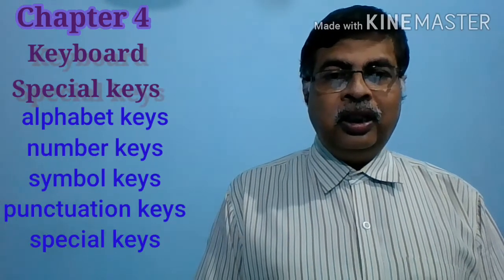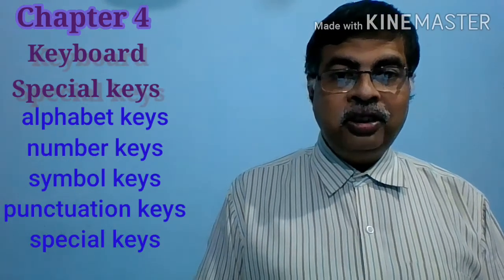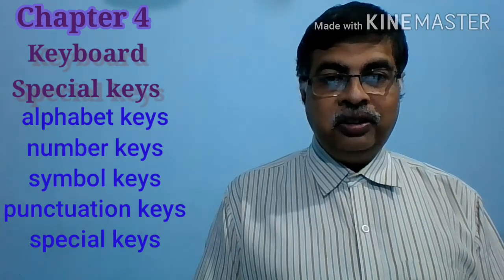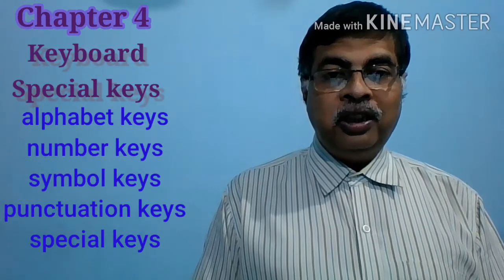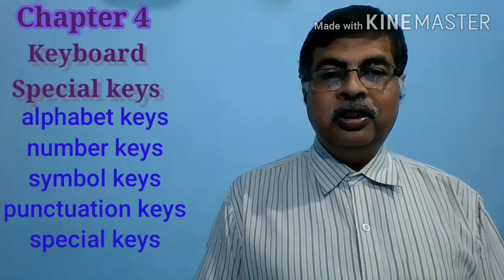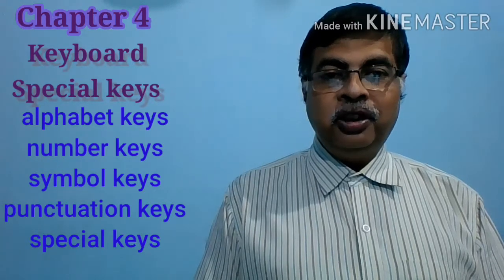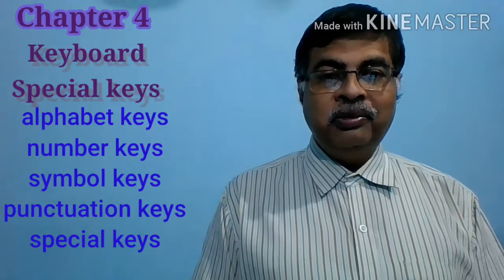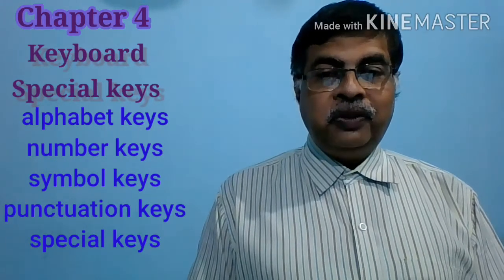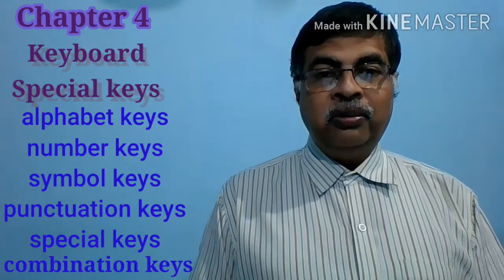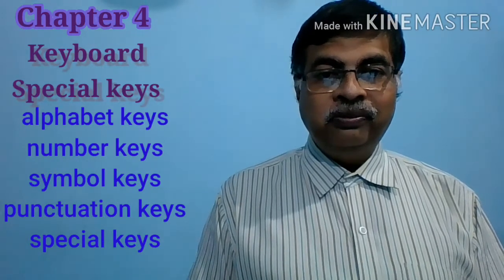like comma, full stop, question mark, and there are a lot of special keys where each special key has a special function. For example, the space bar is a special key. It is used for giving space between words. The backspace key is a special key. It is used for rubbing letters to the left of the cursor. There is one more type of key, combination key, and that is what I'll talk about in this video.